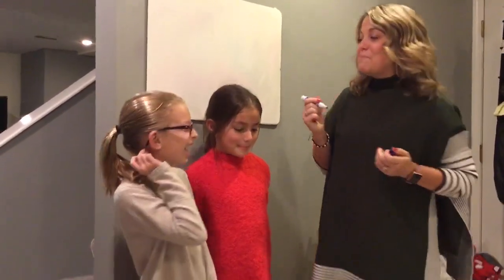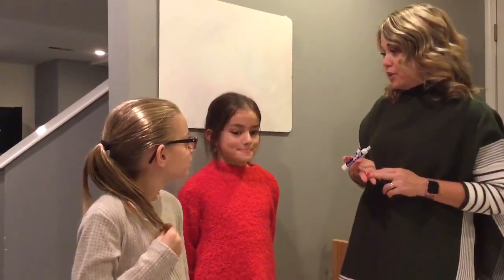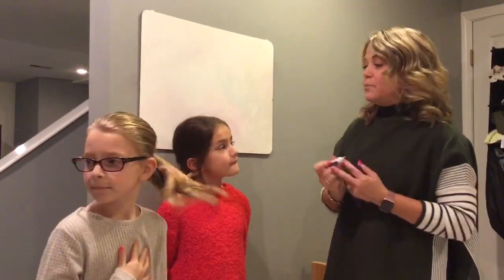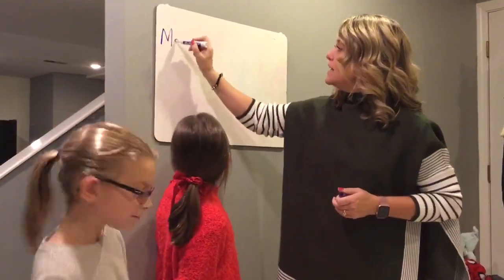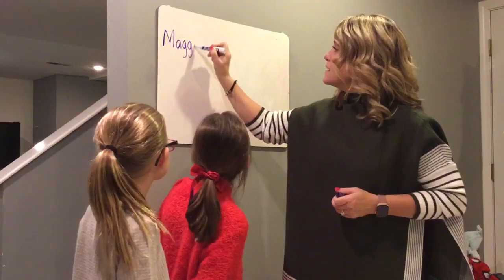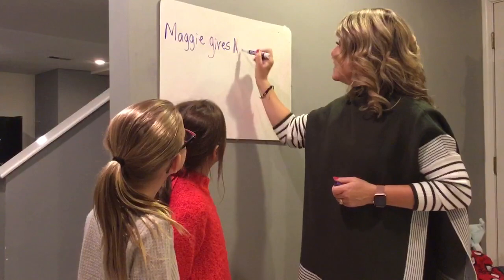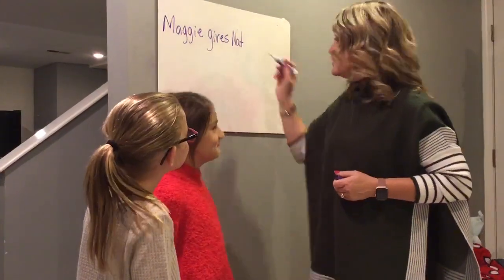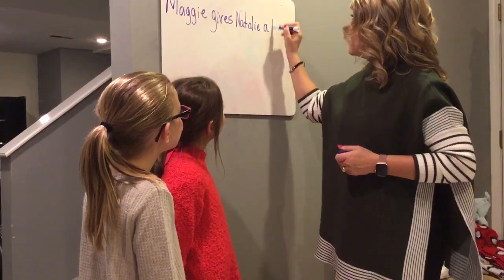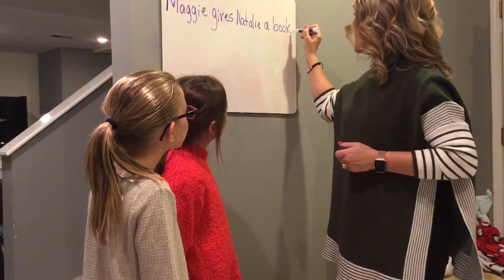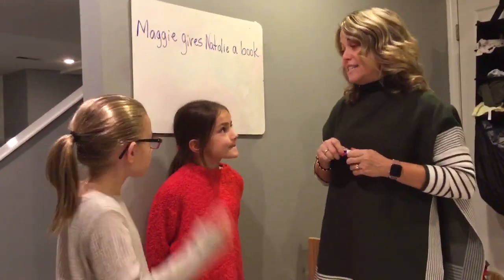So we are going to practice our direct and indirect objects, right, girls? Yeah. So I'm going to write a sentence on the board. This is Maggie. So I am going to write Maggie gives Natalie, that's you, right? Mm-hmm. Natalie a book.